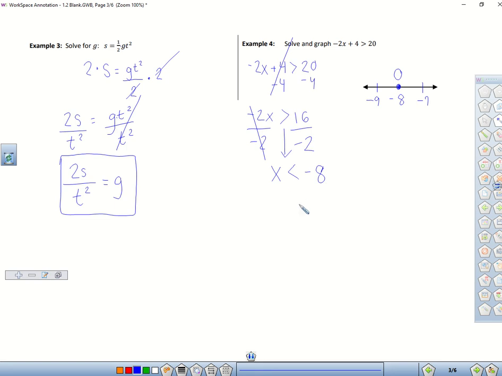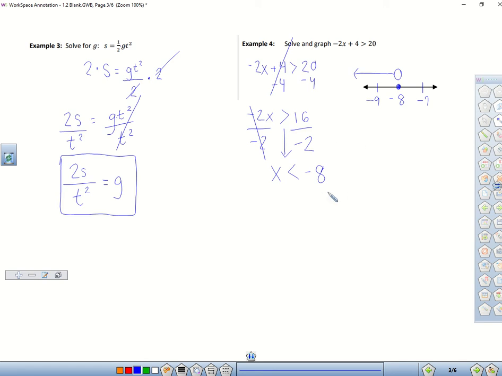Then we have to determine what direction our arrow is going to go. So we know that x is less than, not included, but less than negative 8. So that means we're going to be going in this direction. So that would be how you plot your inequality.